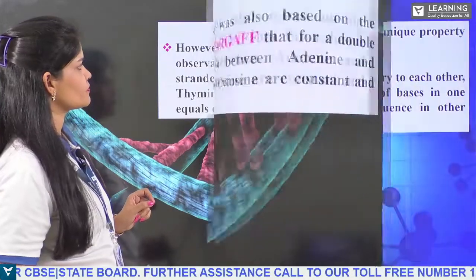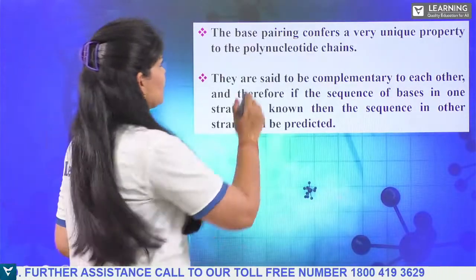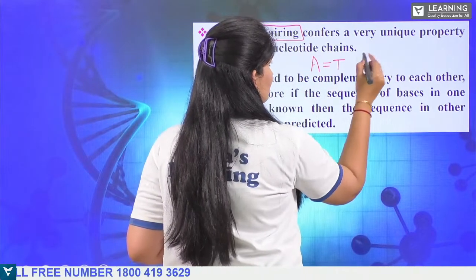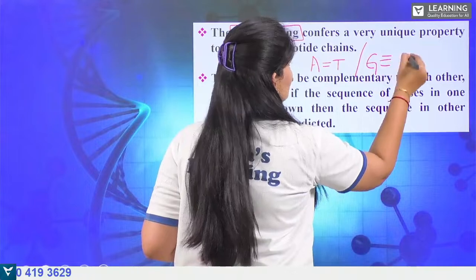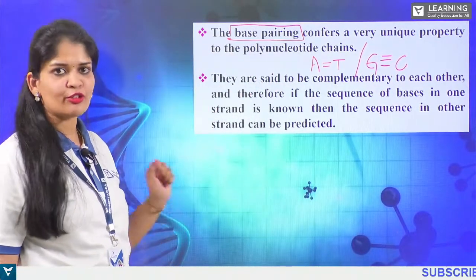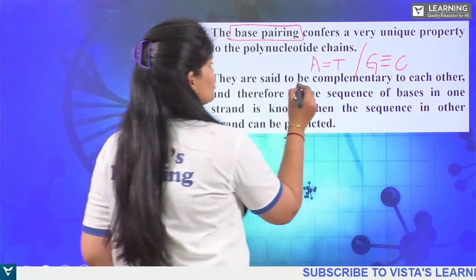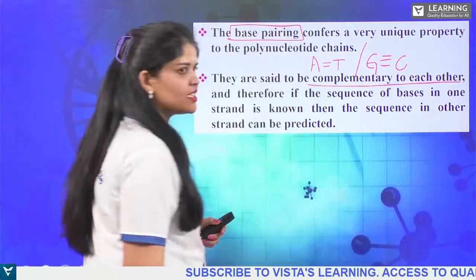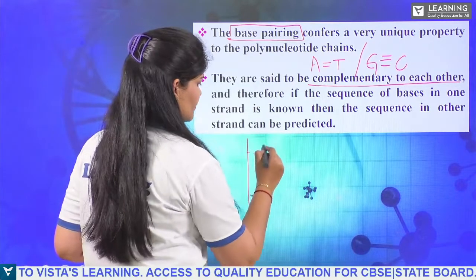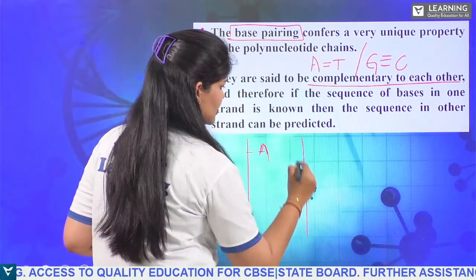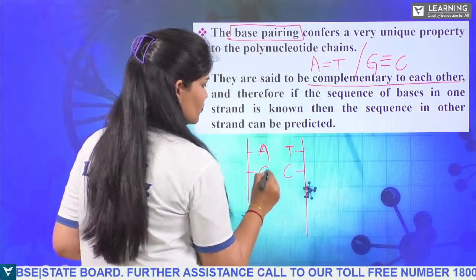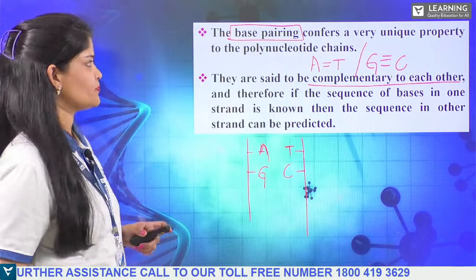Now, here, the base pairing, right, confers a very unique property to the polynucleotide chain. They are said to be complementary to each other. Complementary to each other. That means if this side is A, this side is purine, pyrimidine. Purine, pyrimidine, complementary to each other.